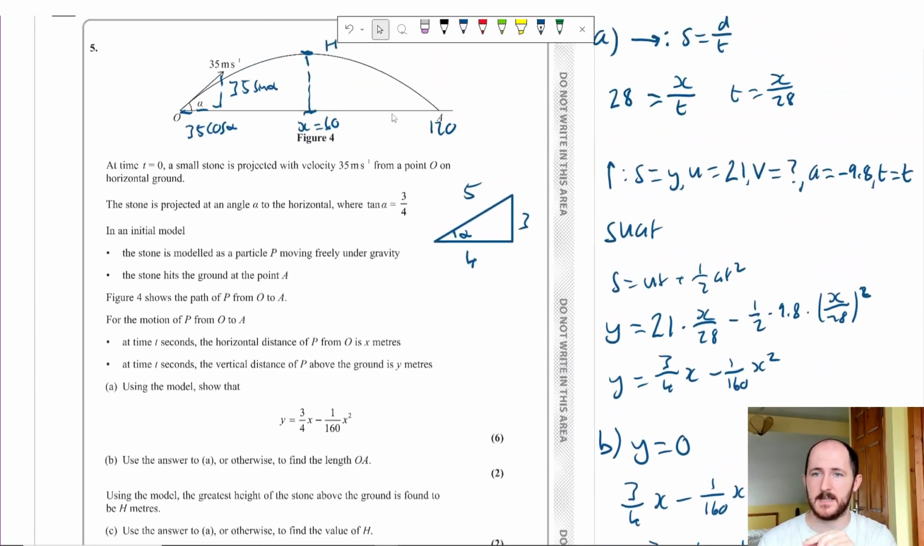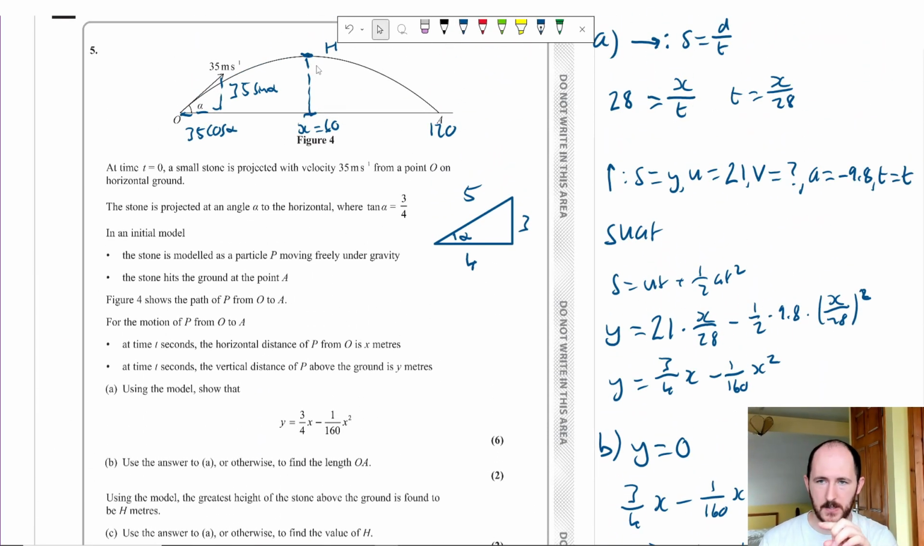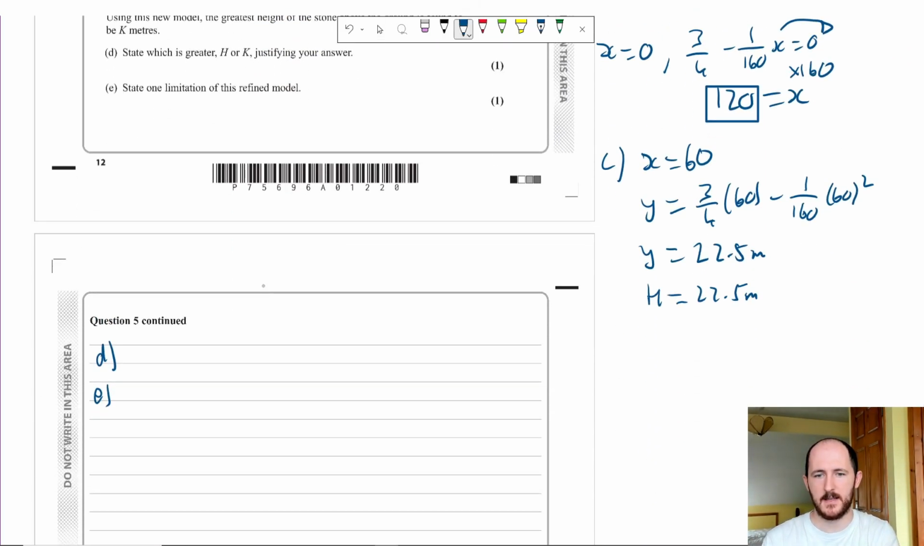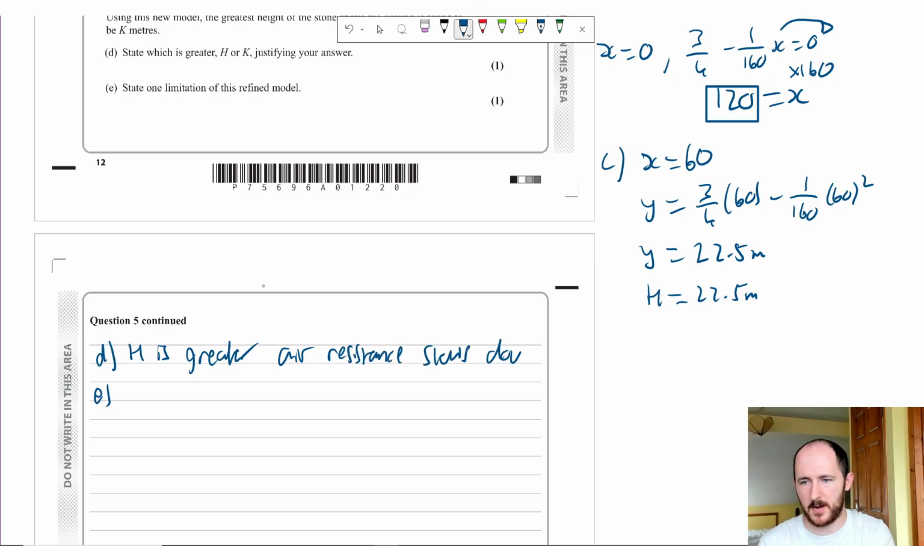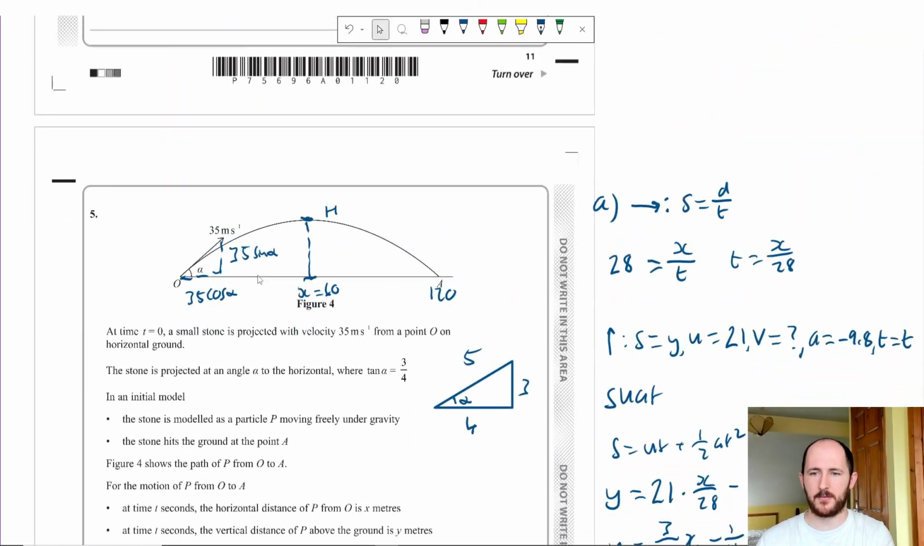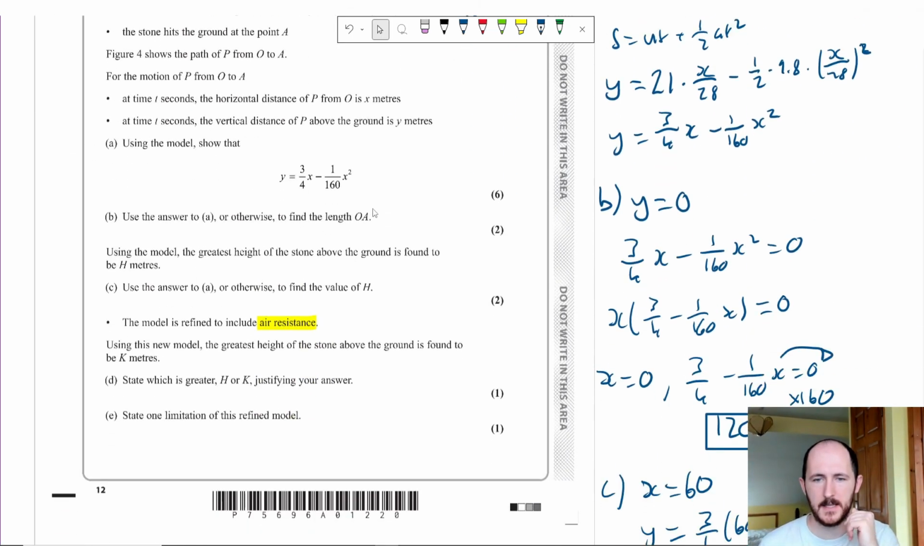Sorry, actually, because we have it vertically as well, h will be greater, because even though we throw it harder to reach the same distance, it's still going to be slowed down vertically by air resistance. So h is greater because air resistance slows down the particle. Even though we're throwing it harder horizontally to get the same distance, that means air resistance is greater, so it won't reach quite as high.